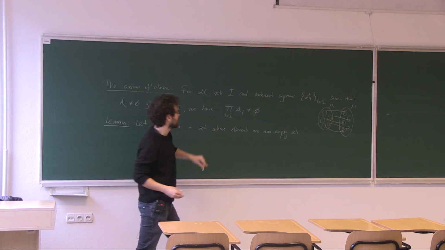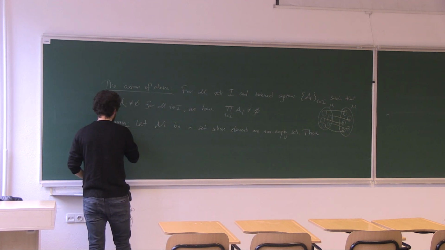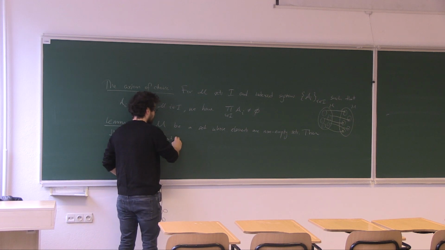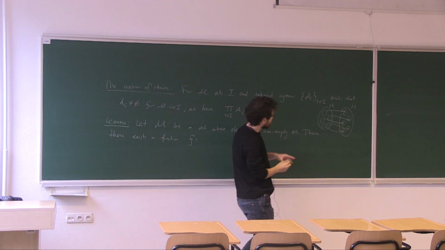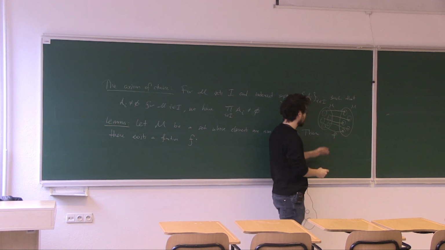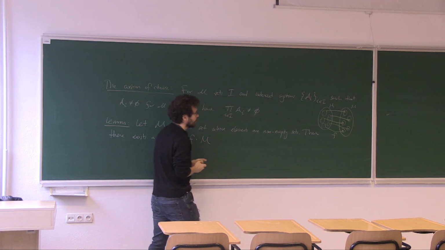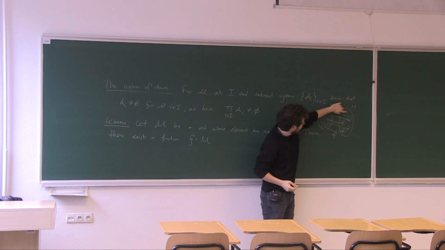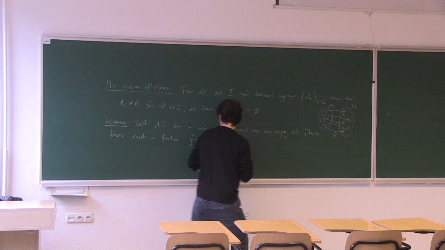So let M be a set whose elements are non-empty sets. Then there exists a function. Now, I want to construct this function. Let's look at the domain and range of this function. The domain should obviously be M. So each element of M will be mapped to something. Well, where are these guys coming from? These guys are coming from the union of elements of M.